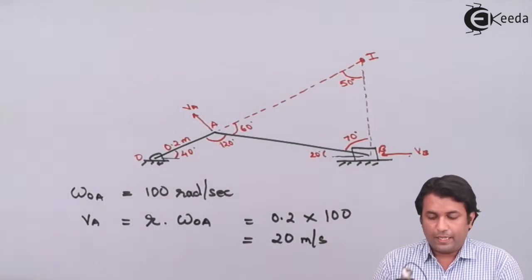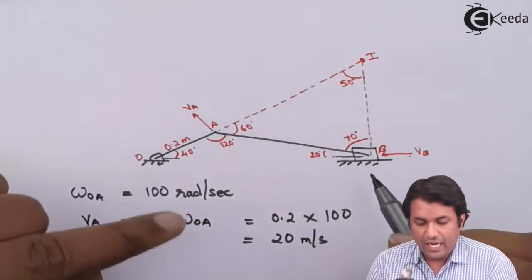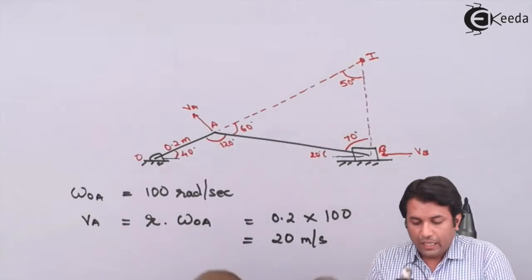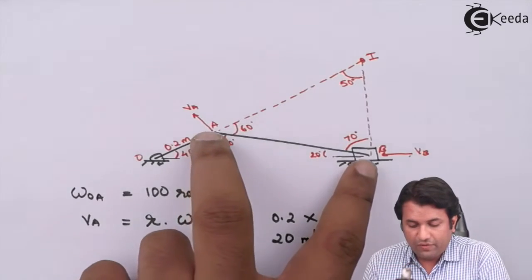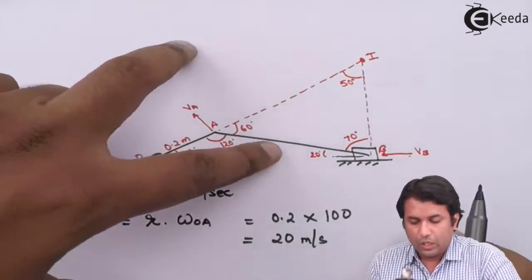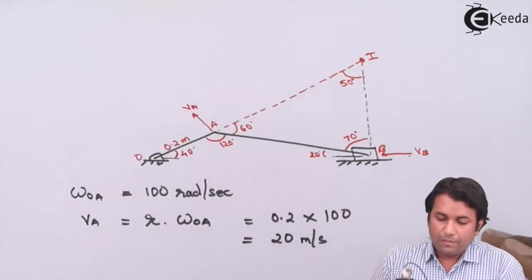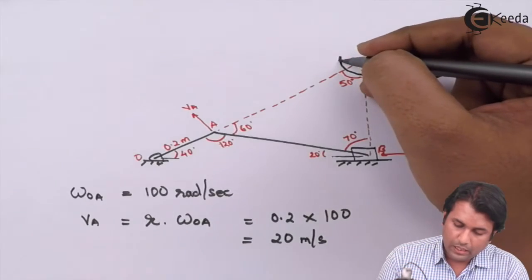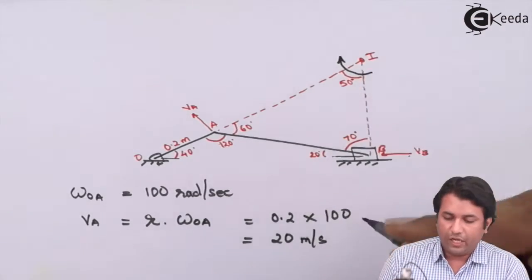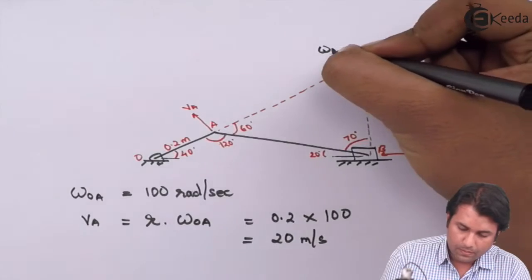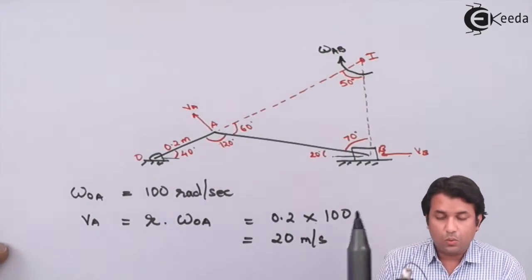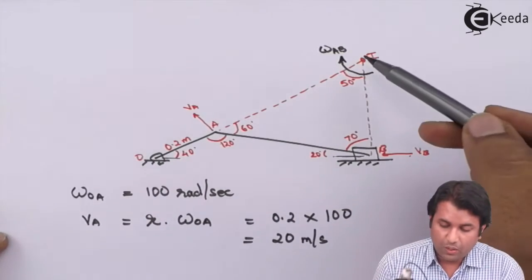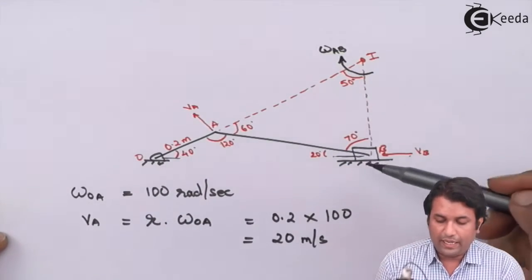Now using this velocity, I can find out the angular velocity of the other rod, that is AB. Understand this: VA is moving in this direction and VB is moving in this direction. So the final resultant of this AB would be rotating like this. If it is rotating like this, that means with respect to this ICR, this would be the angular velocity of my rod AB. So now I need to find out the angular velocity of rod AB. Before doing that, I need to find out the lengths IA and IB.